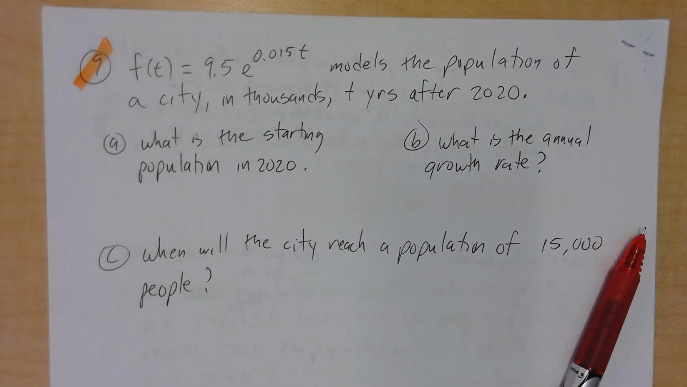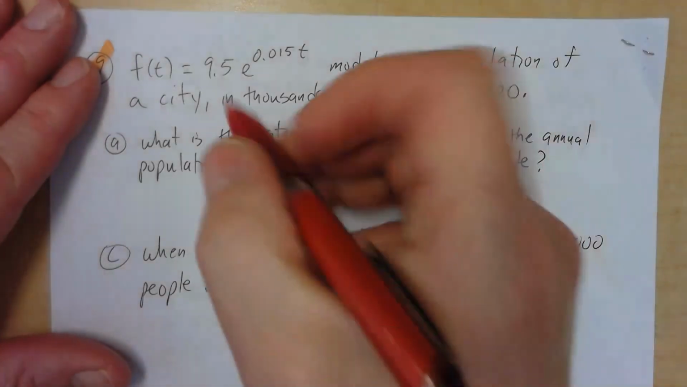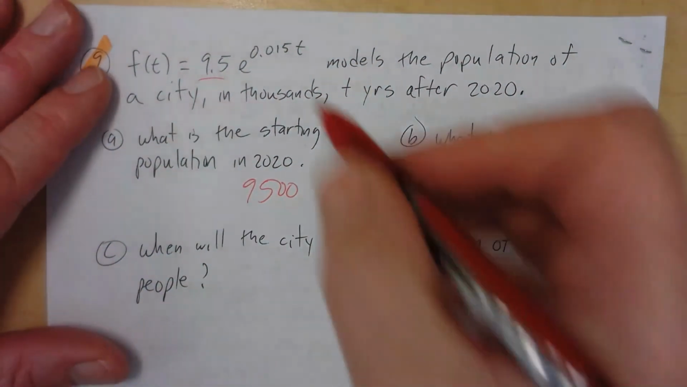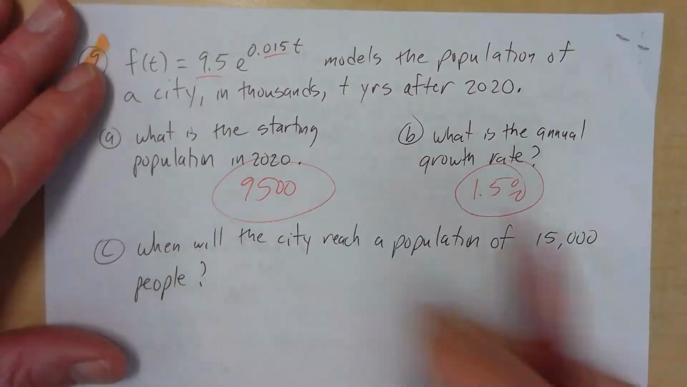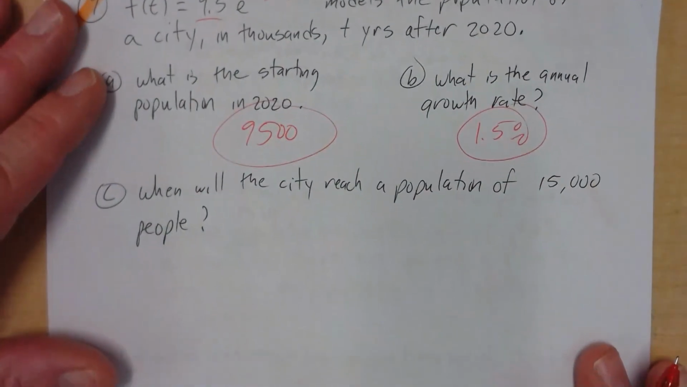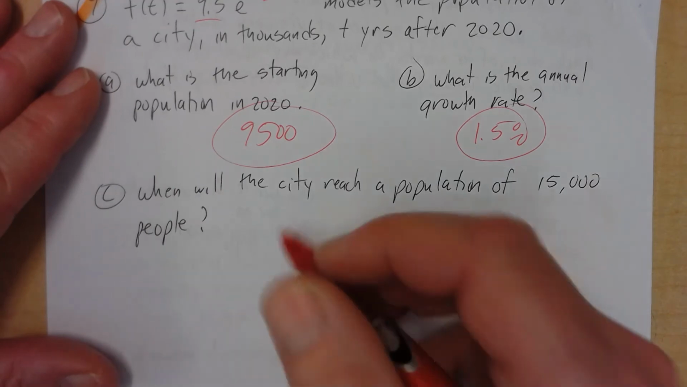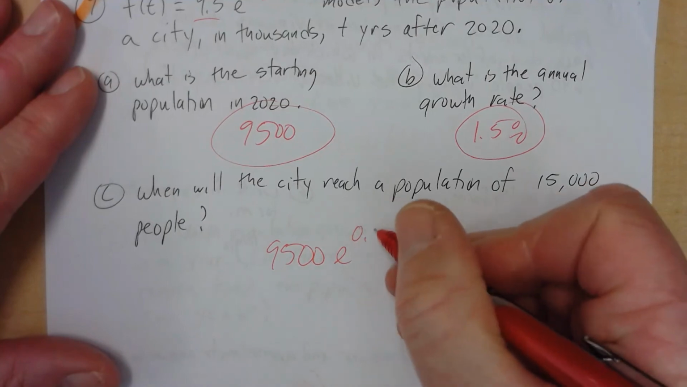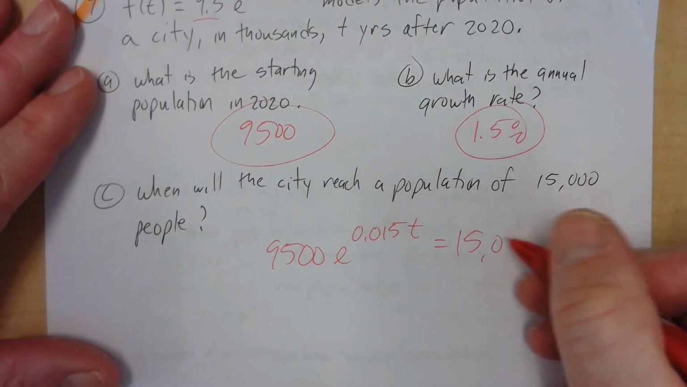Okay, it's the Old Town population. It's in thousands, so that's not 9.5 people, it's 9,500 people. The growth rate's right there, 1.5%. And then we have P of t is equal to 15,000.